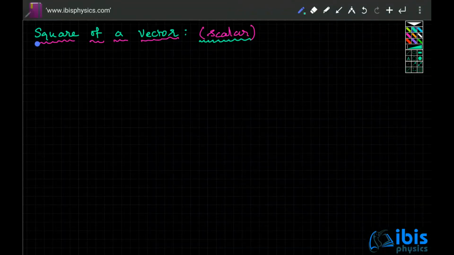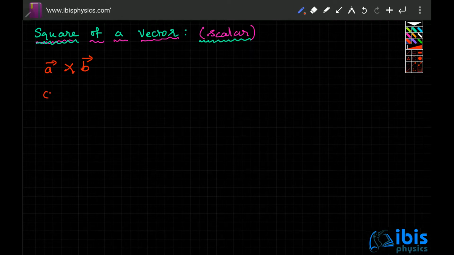What is the square of a vector? The square of a vector is a scalar whose magnitude is the square of the magnitude of the vector. How is that? Suppose you have two vectors, say A vector and B vector. One way of multiplying them is through the cross product. The other way of multiplying them is through the dot product.